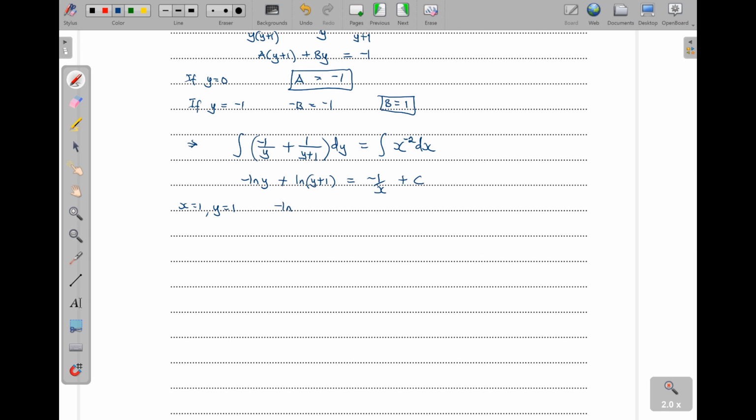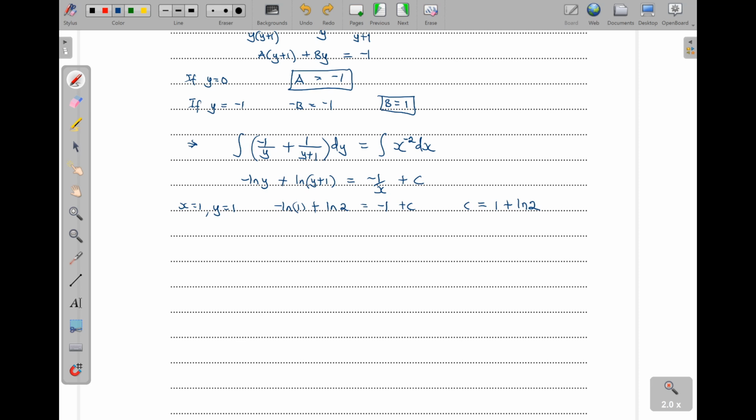So negative natural log of 1, then plus natural log of 2. This one is equal to negative 1 here plus c. So meaning c shall be equal to, take this one this side, it will be a positive 1, then plus the natural log of 2, because natural log of 1 is 0.